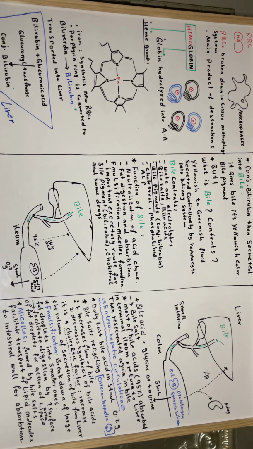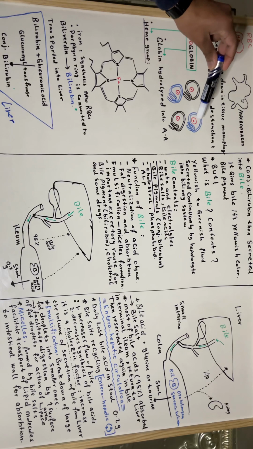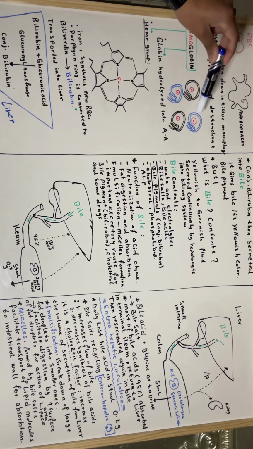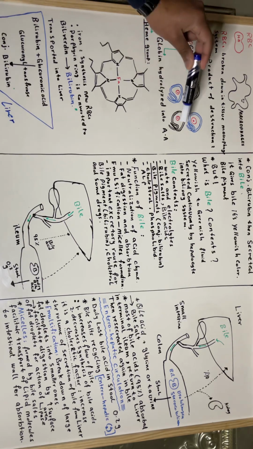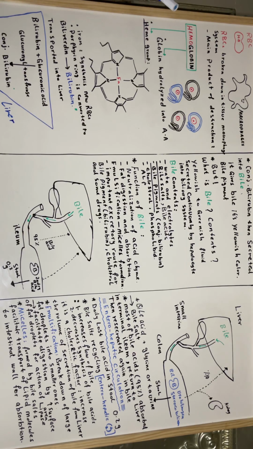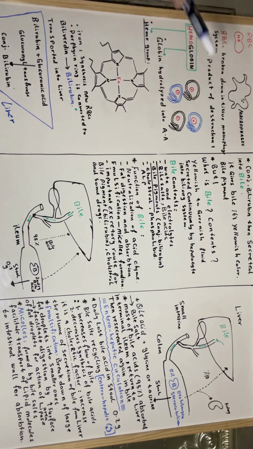hemoglobin. And as we know, the hemoglobin structure is composed of 4 subunits, and each subunit contains a central heme group and a polypeptide chain. So 2 alpha polypeptide chains, 2 beta polypeptide chains, and 4 identical heme groups. Then hemoglobin is catabolized to the globin part, which is hydrolyzed into amino acids, and these amino acids are reused in formation of new hemoglobin. While the heme part, the heme group, is also catabolized.